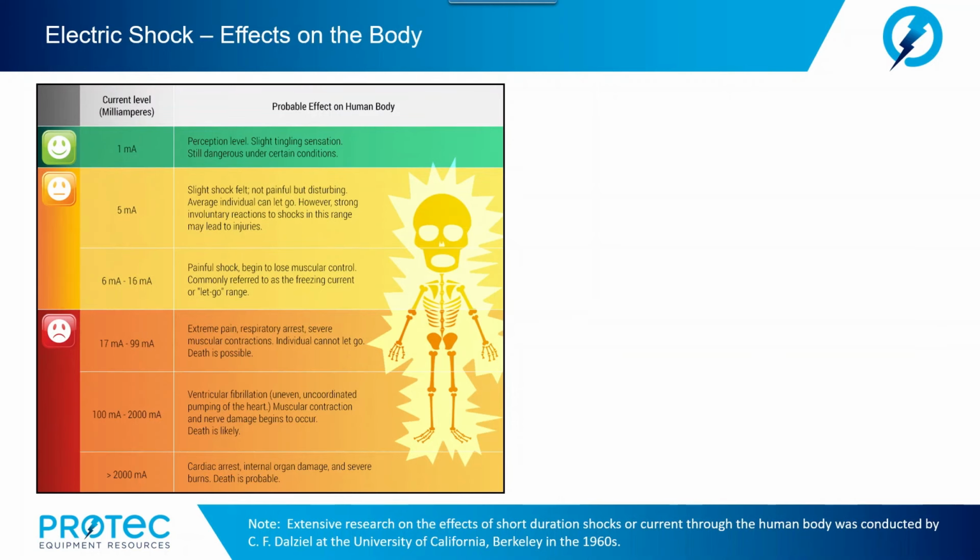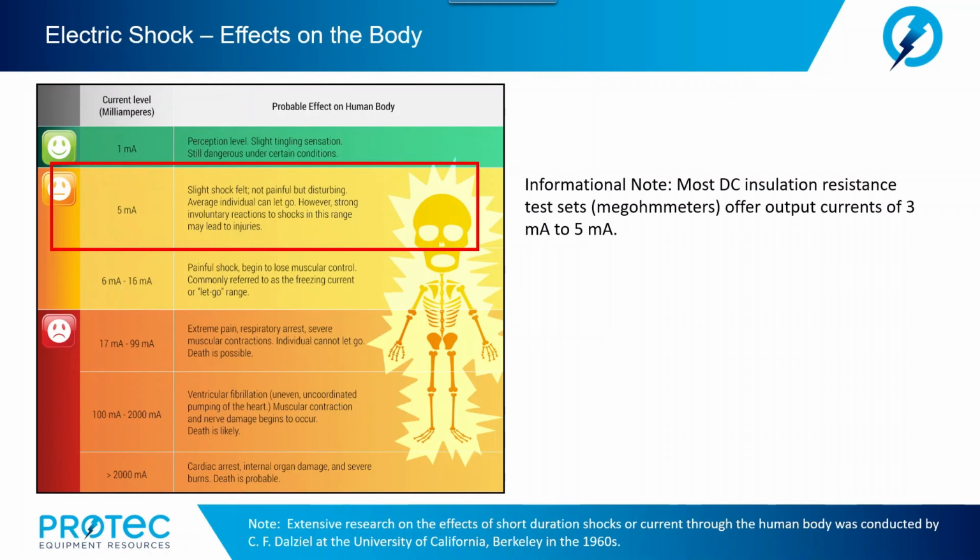Now, taking a look at effects on the human body, we see that at 5 milliamps, and this is typically the charging current that most megohmmeters utilize, somewhere between 3 to 5 milliamps would be the output current of most insulation resistance test sets.